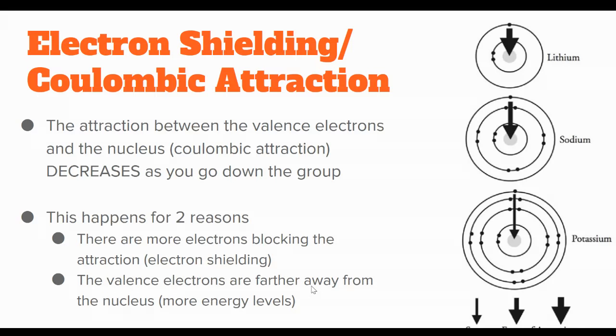So, quick lesson. Let's just do a quick recap. Coulombic attraction is the attraction between oppositely charged particles. So think protons and electrons, nucleus, valence electrons. And then we have electron shielding, which is just the fact that the inner electrons block the attraction of our valence electrons to our nucleus.